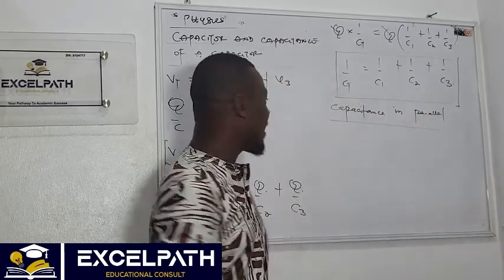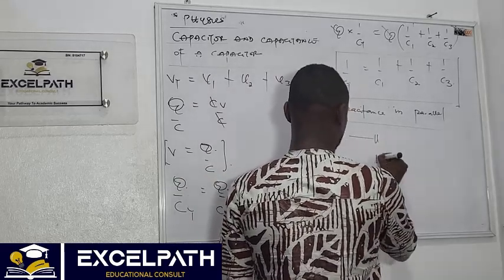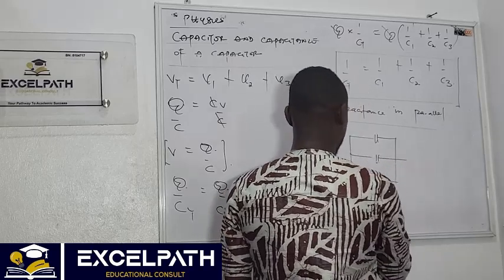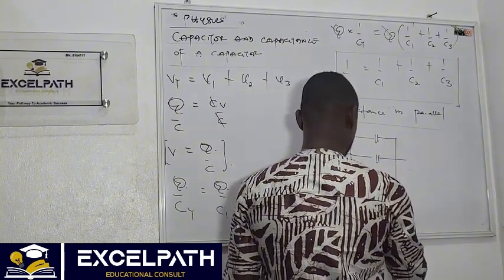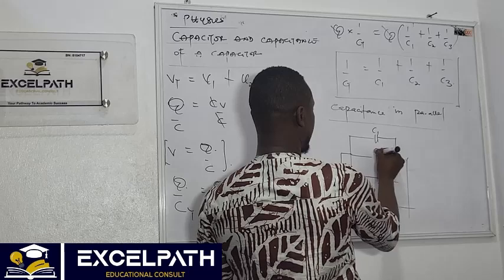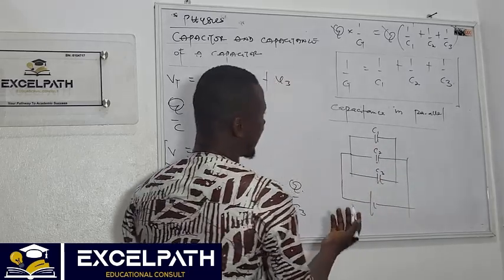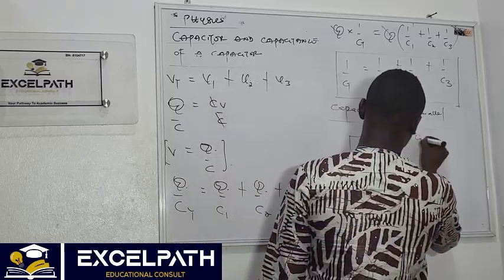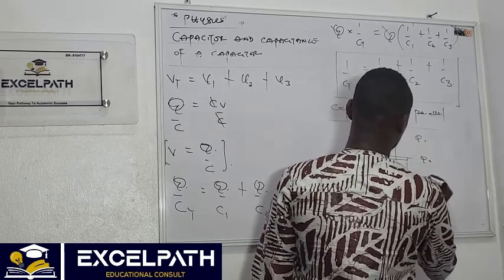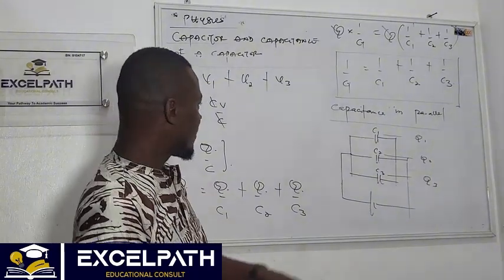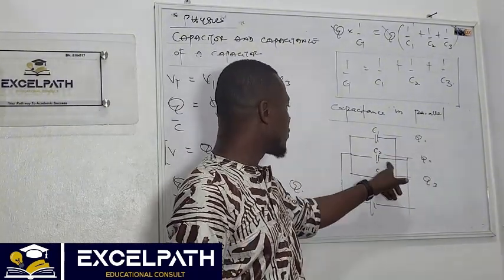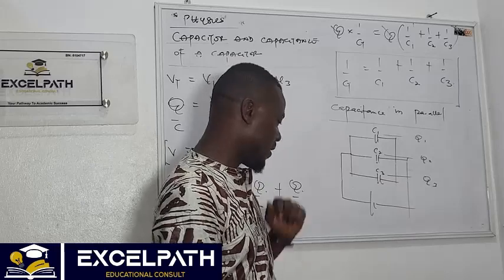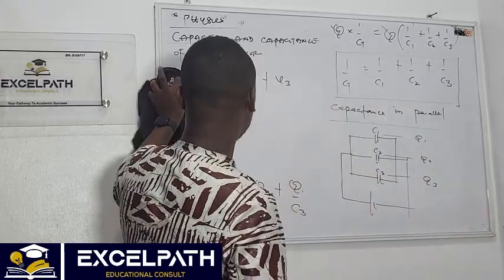For capacitance in parallel, I will have something like this: C1, C2, C3 again. Remember, for capacitance in series, the charge is the same, but the one in parallel is like this. Here, C1 is across Q1, C2 is across Q2, while C3 is across Q3. Now let's find our capacitance in parallel.